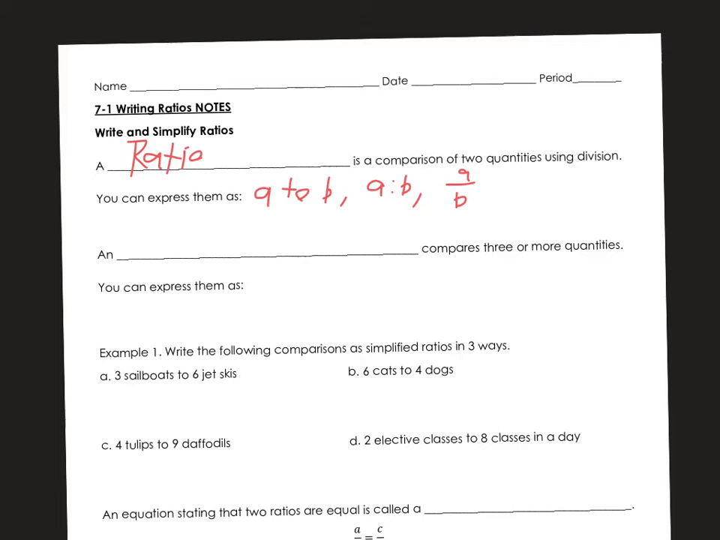We can also have what are known as extended ratios, which will compare multiple things, three or more quantities, which can be expressed as A to B to C.